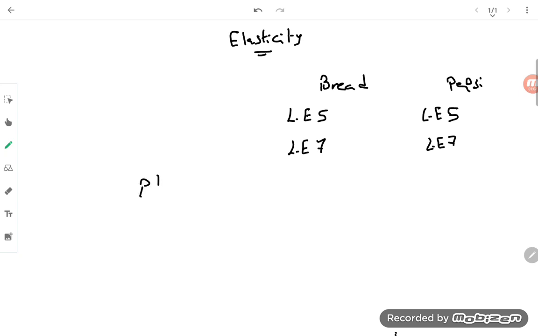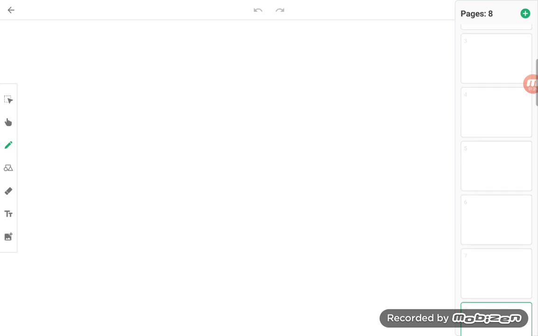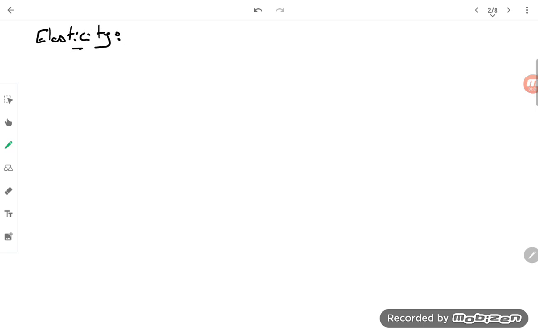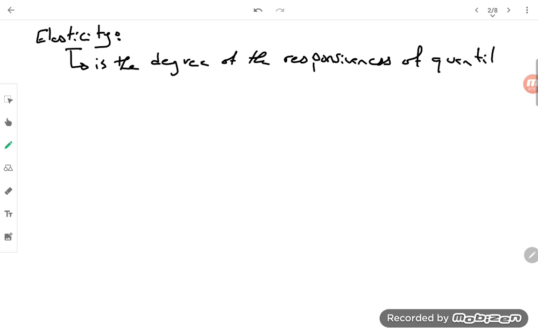According to the law of demand, as price increases, quantity demanded is going to decrease. But do you think it's going to decrease by the same amount for both commodities? Of course not. This is elasticity. So elasticity is the degree of responsiveness of quantity demanded to change in price.